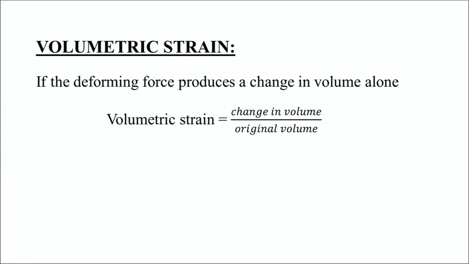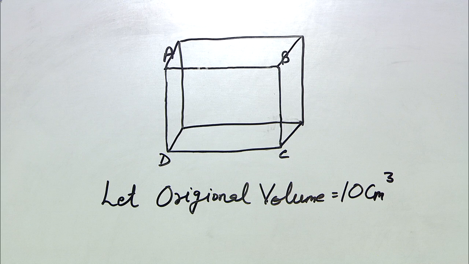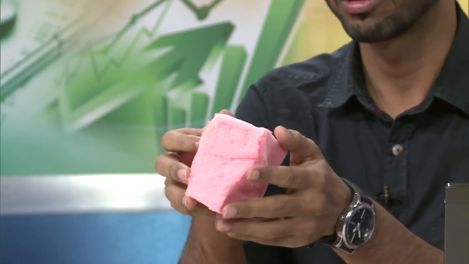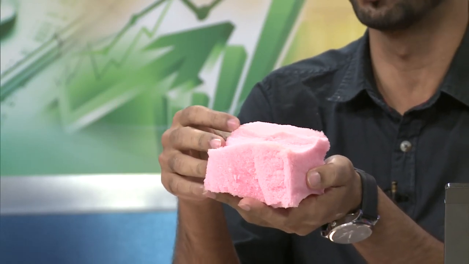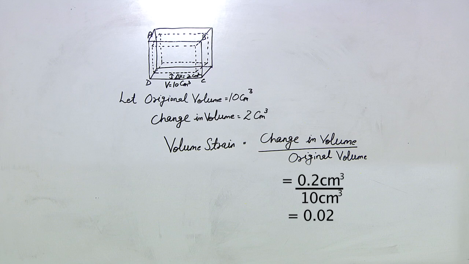The second type of strain is the volumetric strain, which states that the deforming force produces a change in the volume alone. We already know that volume is a three-dimensional quantity. Therefore, we can take the example of a sponge. As we can see, the sponge has an original volume. Let us again assume it to be 10 cm cube. If we try to compress or stretch the sponge, let us say we have 10.2 cm cube, then the change is again 0.2 cm cube. When we take the ratio of change in the volume to the original volume, it will give you the volumetric strain. Here again, there will be no SI unit as well as no dimension.